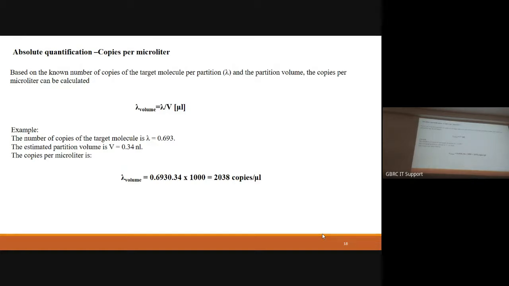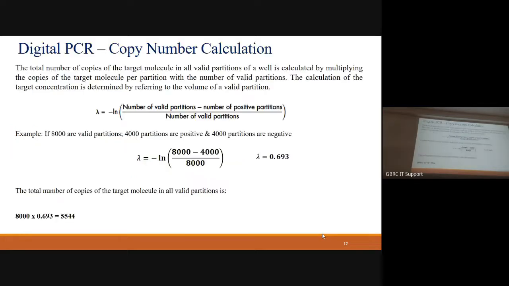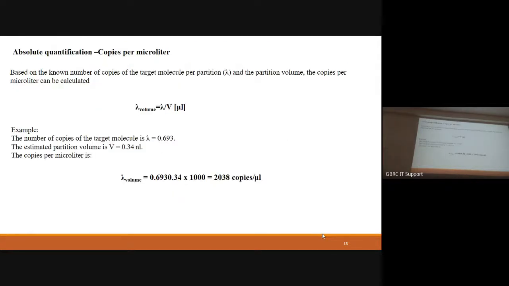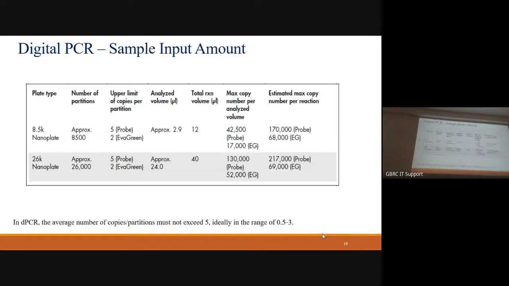And whatever volume you are adding to the PCR well will also determine the copies. So this is the delta divided by the volume in microliters. So let's say your delta was 0.693 based on this, and your estimated partition volume is this, because according to the number of partitions and whatever total volume you are applying, this is how it calculates the final copies in the software. So this is the formula given by the manufacturer.